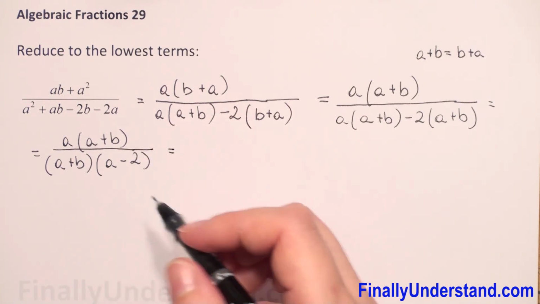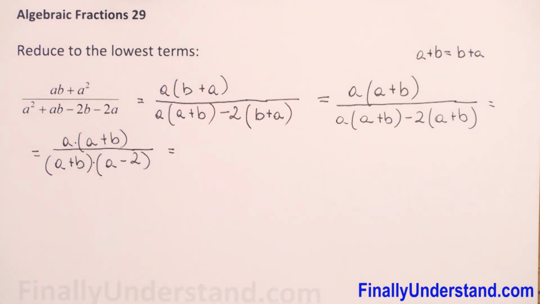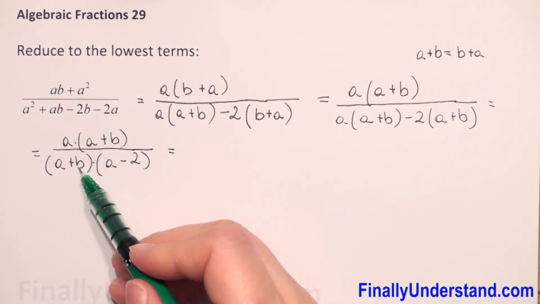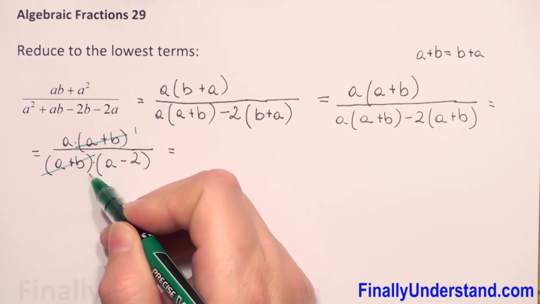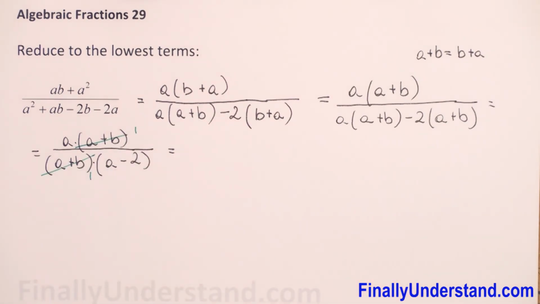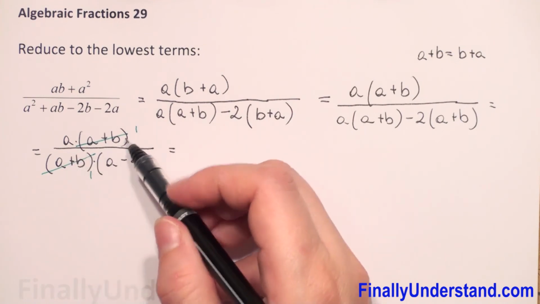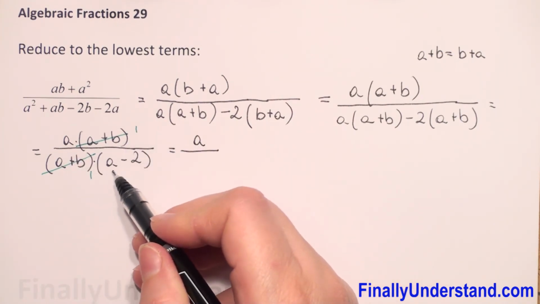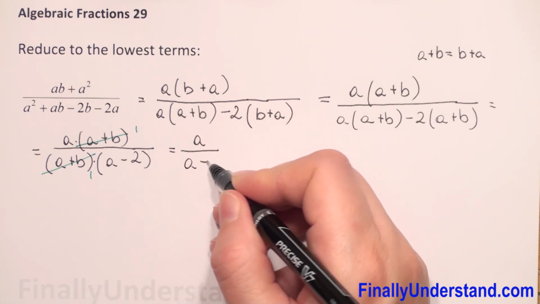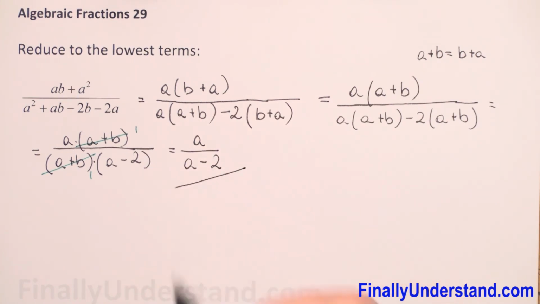So this is equal. Now when we have multiplication we can reduce. We have in parentheses a plus b and a plus b. A plus b divided by a plus b is 1. So now we have in numerator a times 1 is a, and 1 times a minus 2 is a minus 2. This is my solution.